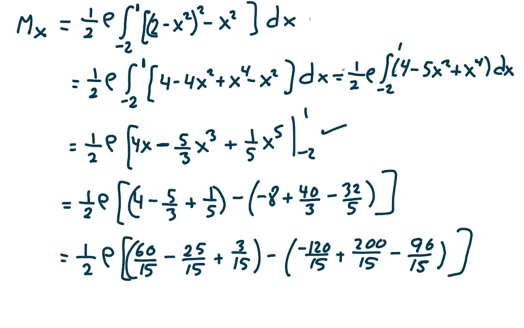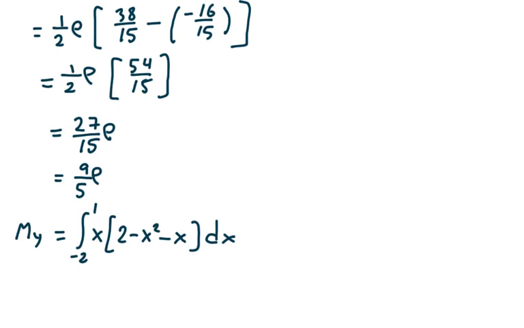And then, of course, the LCD is 15, and I got a common denominator accordingly. So I get 1/2 rho times the quantity 60 over 15 minus 25 over 15 plus 3 over 15 minus the quantity negative 120 over 15 plus 200 over 15 minus 96 over 15. And then when I simplify, I claim that I get 9/5 rho.